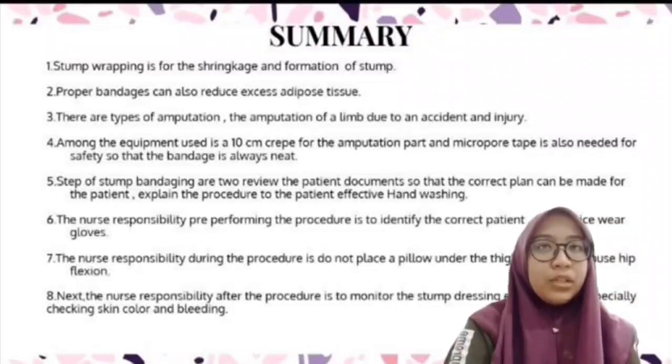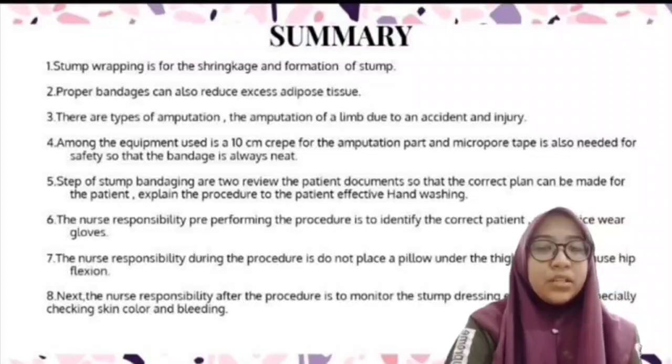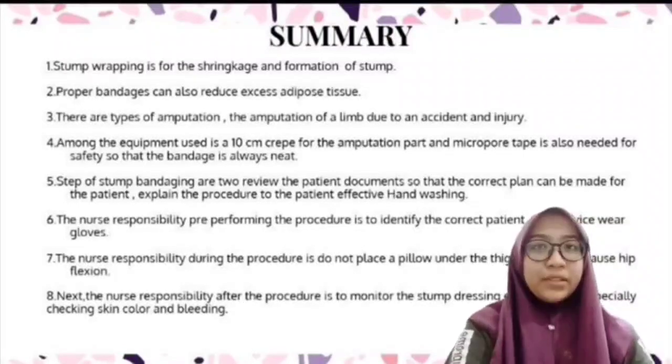Number 4, among the equipment used is a 10 cm bandage for the amputation, but a micro-pore tape is also needed for safety so that the bandaging is always neat. Number 5, steps of stump bandaging are to review the patient document so that the correct plan can be made for the patient. Explain the procedure to the patient. Effective hand washing. Number 6, the nurse responsibility.